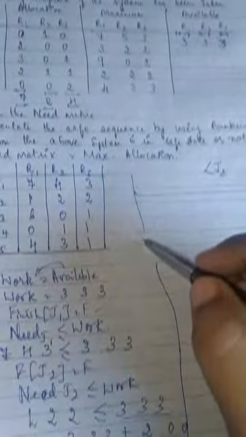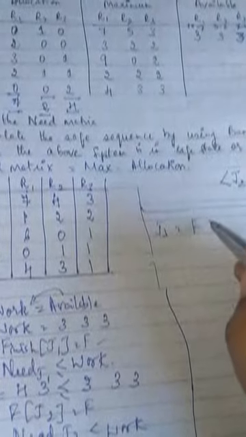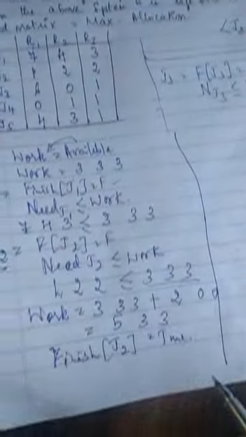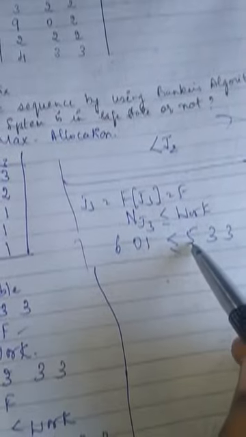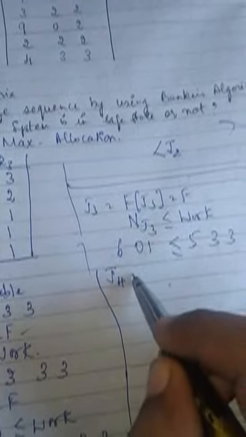What is the next process? That is J3. Check for J3. Initially we make finish of J3 as false. Then you check whether need of J3 is less than work. The new work value you got is 533, and need of J3 is 601. So this is false because 6 is not less than 5. So you cannot go ahead with it. Go to the next job then.